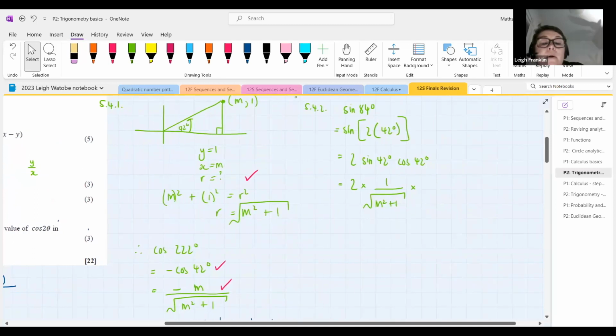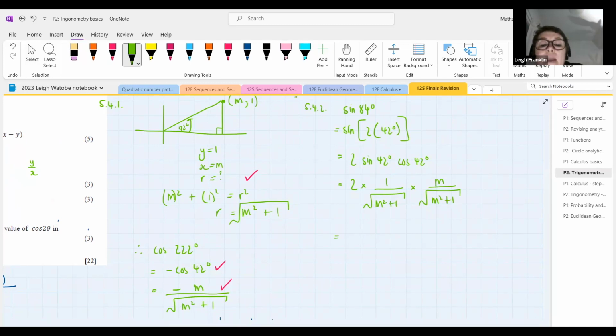Okay, remember, the cos of any angle is x over r. So this would be m at the top, and at the bottom we'd end up with root m squared plus 1. Okay, and there's a little bit of simplification that we can do here. So remember, when we multiply fractions, we multiply numerators and we multiply denominators. So this would end up being 2m at the top, 2 times 1 times m, and root m squared plus 1 times root m squared plus 1 would give us m squared plus 1.